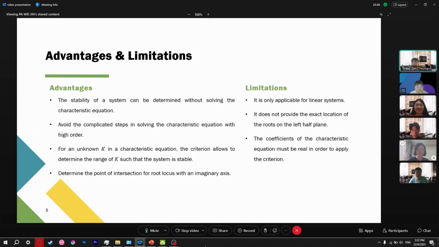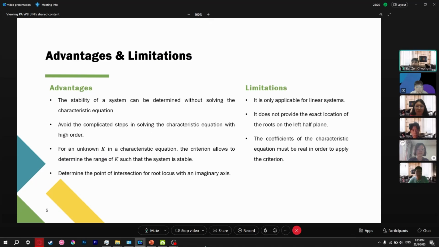The next slide is the advantages and limitations of the Routh-Hurwitz stability criterion. The advantage is that the stability of the system can be determined without solving the characteristic equation. We also can avoid complicated steps in solving the characteristic equation when the equation is of high order. And for some unknown K in a characteristic equation, this criterion allows us to determine the range of K so that the system is stable. Also, we can determine the point of intersection of the root locus with the imaginary axis.